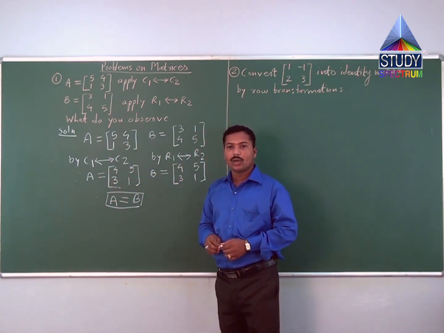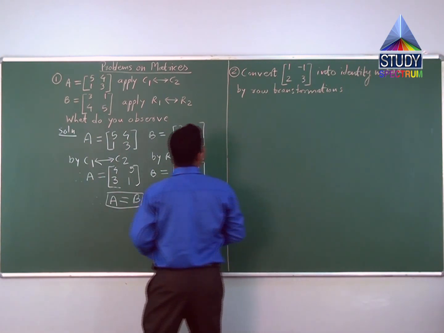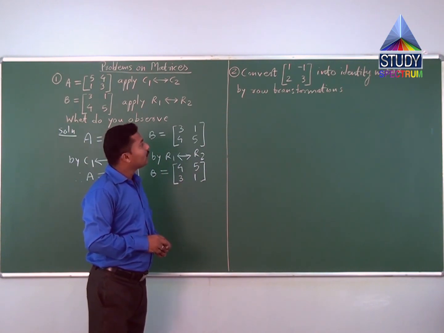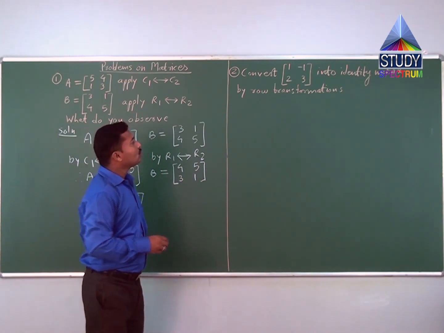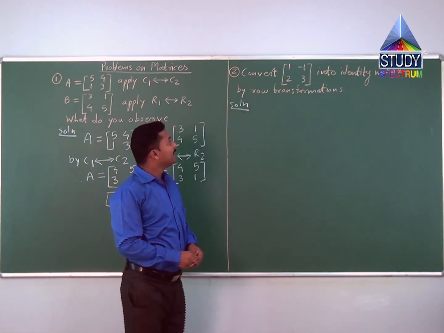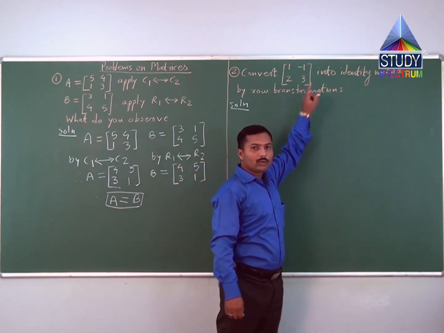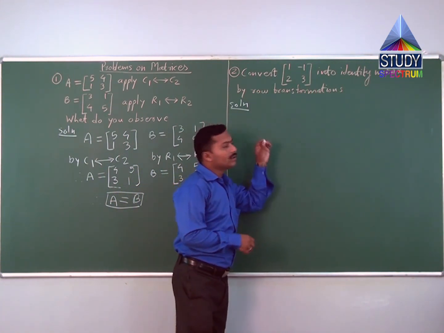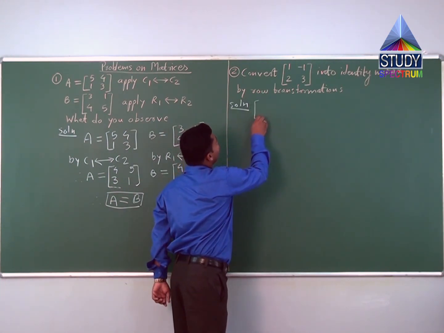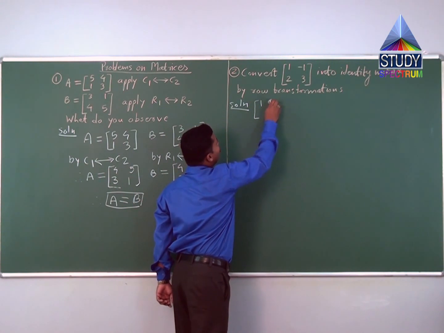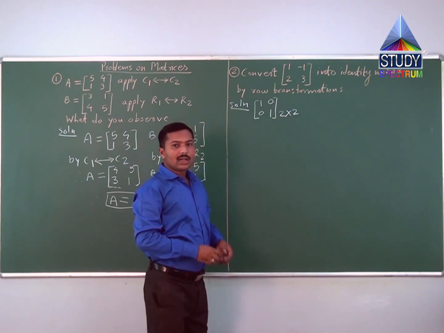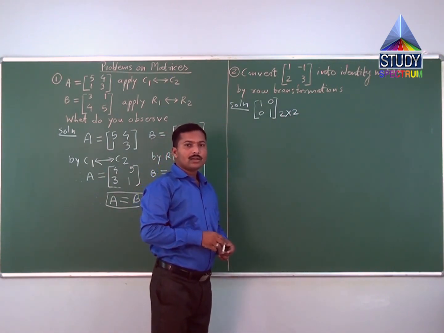So we also discuss another second example, a very interesting example. Convert the given matrix into an identity matrix by row transformation. Firstly we discuss what exactly an identity matrix is. The given matrix is a 2 by 2 matrix, and we want to convert it into a 2 by 2 identity matrix. A 2 by 2 identity matrix means 1 0, 0 1: only the diagonal numbers are 1 and the remaining numbers are 0.